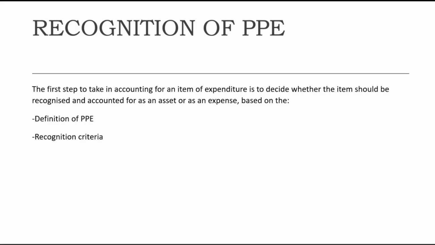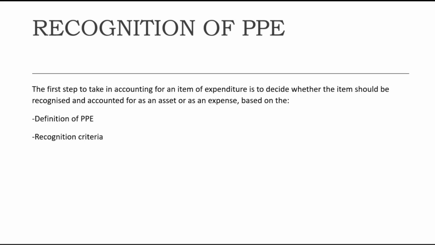Okay, so we said an asset is a resource controlled by an entity as a result of a past event, and that future economic benefits will flow from it. So that is an asset. The fact that it's a resource means that future economic benefits will flow.